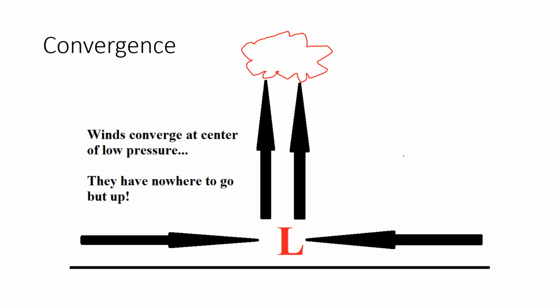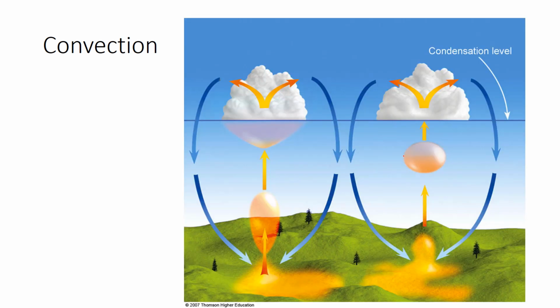So convergence forms rain. Divergence does not. Finally, the last one is what's called convection. And convection is basically when air warms near the ground, it then rises. So now there's no other mechanism pushing the air up. There's no front, there's no mountains, there's no topography, there's no low pressure. It's just a normal day.